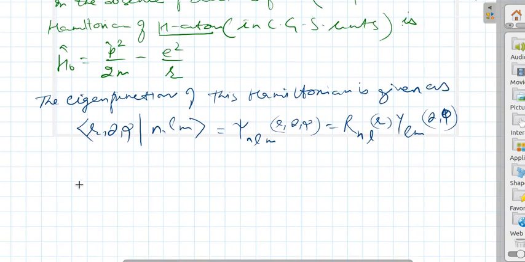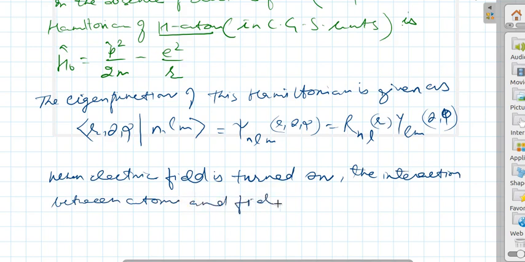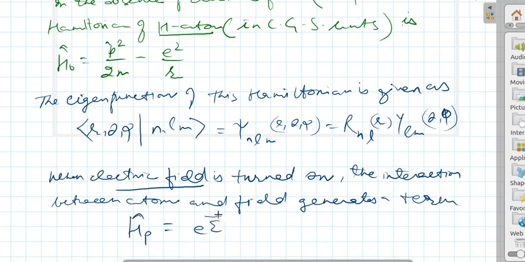Now when the electric field is turned on, the interaction between the atom and the field gives rise to an additional term, and let me call that H P. It is e epsilon z, because the field is acting along that direction.